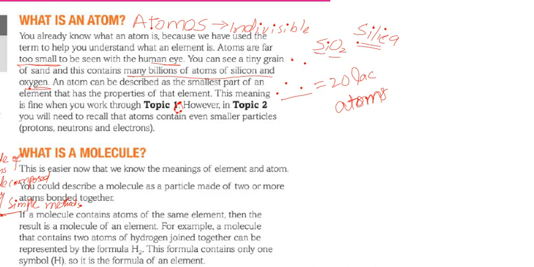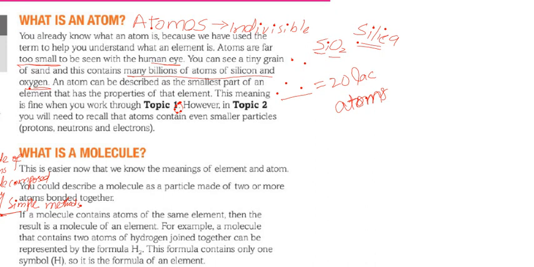So if we take a tiny grain of sand, it contains many billions of atoms of silicon and oxygen. Billion means arab, it's bigger than millions. I told you 2 million in a full stop. That could be the previous research, but now this is the updated version. An atom can be described as the smallest part of an element that has the properties of an element.